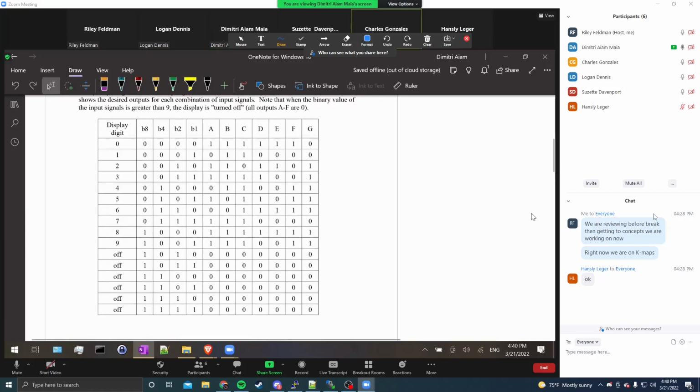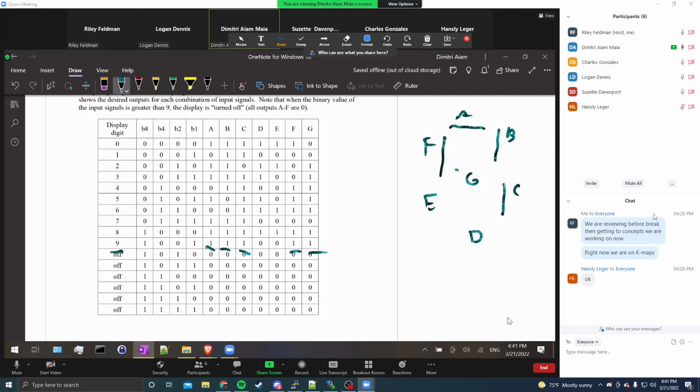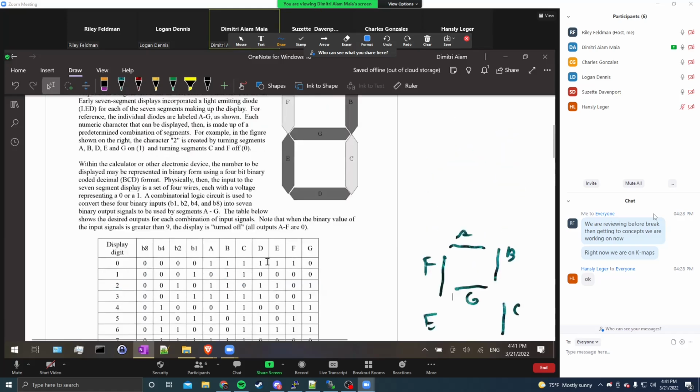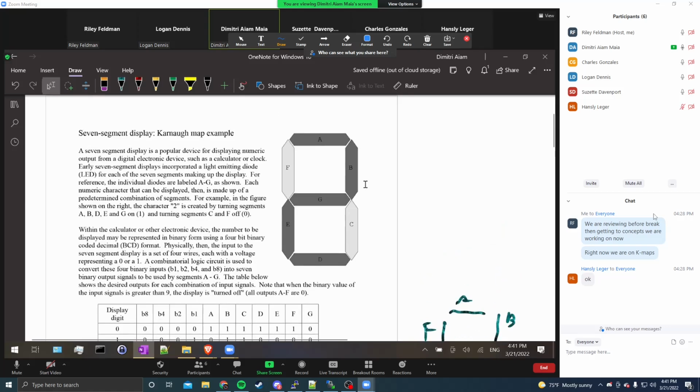So for example, let's make one over here. A, B, C, D, E, F, G. So for 9 to be on, we need A, B, C on, and F, G. That's a 9. That's a horrible 9, but it's a 9. This is way prettier than what I just drew over here.